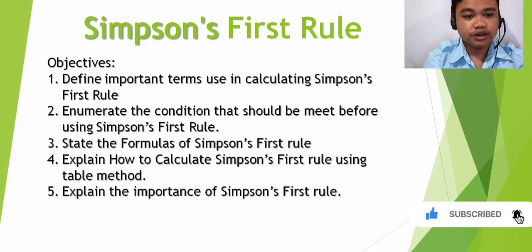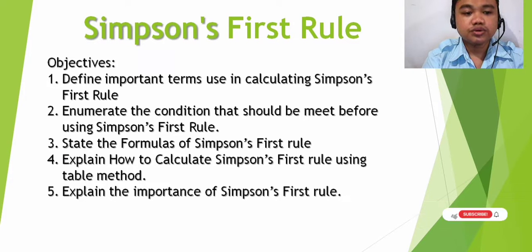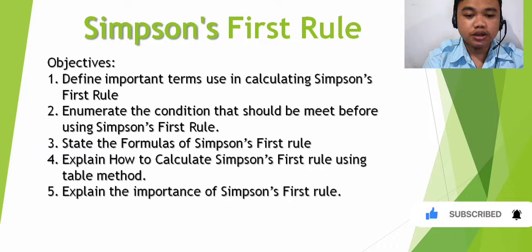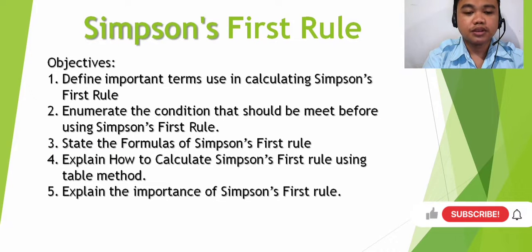First, we need to define important terms used in calculating the first rule. To be specific, enumerate the conditions that should be met before using Simpson's first rule, state the formulas of Simpson's first rule, explain how to calculate Simpson's first rule using the table method, and lastly, explain the importance of Simpson's first rule.